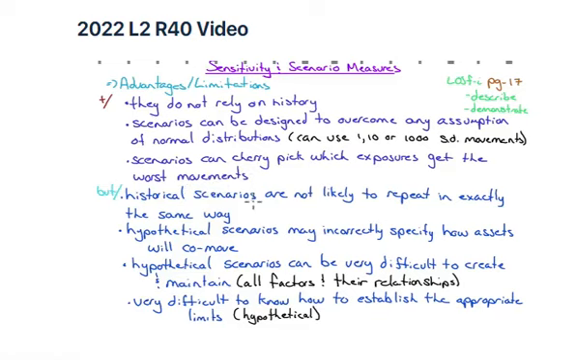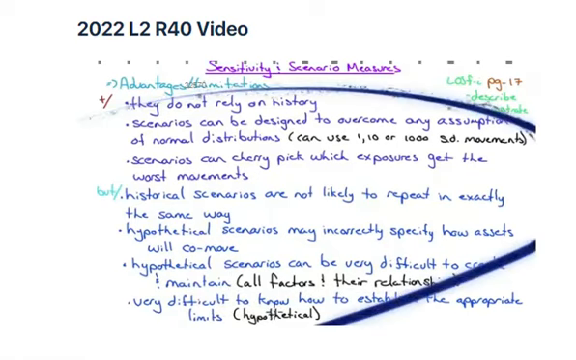But historical scenarios are not likely to repeat in exactly the same way. Hypothetical scenarios may incorrectly specify how assets will co-move. Again, hypothetical, right? Because all you're doing is imagining something. Hypothetical scenarios can be very difficult to create and maintain because you have to identify how all the factors are going to move and how all the relationships are going to move in this hypothetical scenario, because you have no guide for it. It's hypothetical. And it may be difficult to know how to establish the appropriate limits because, again, it's hypothetical.